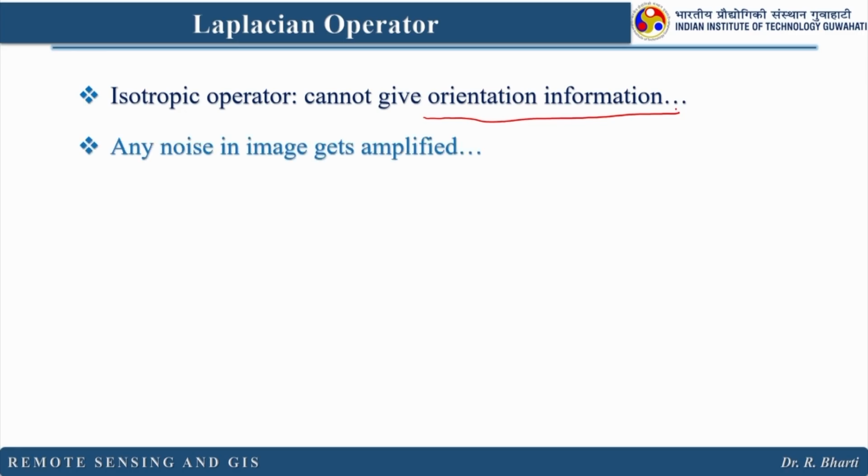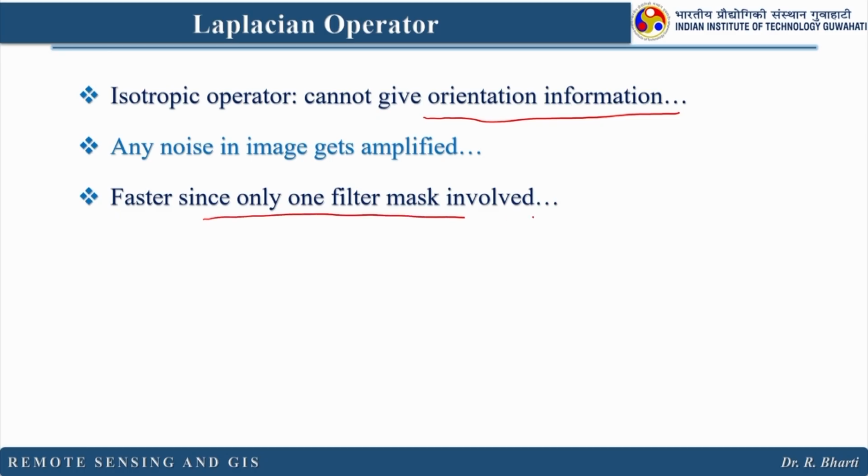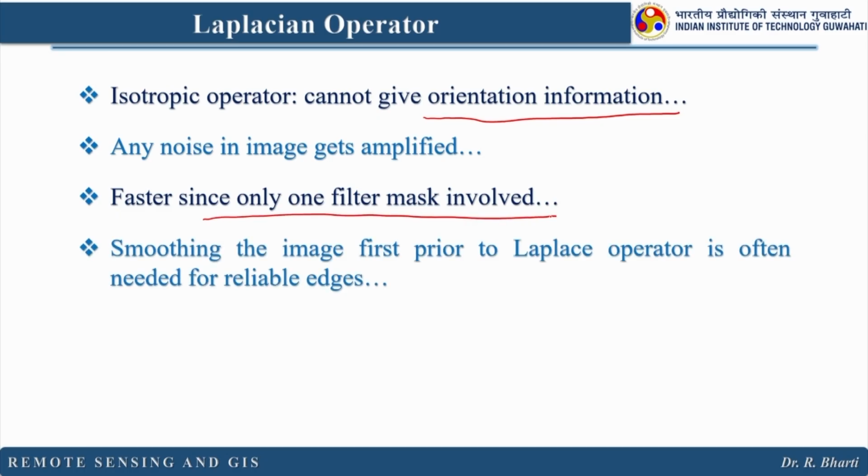The Laplacian operator is isotropic in nature and it cannot give orientation information, right? Any noise in the image gets amplified because you are using 8, 4 and those values, and if a noise pixel gets that value, it will get amplified, right? And it is faster since only one filter mask is involved. Smoothing the image first prior to the Laplace operator is often needed for reliable edges.